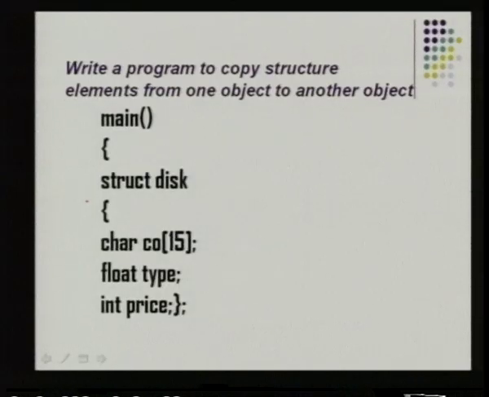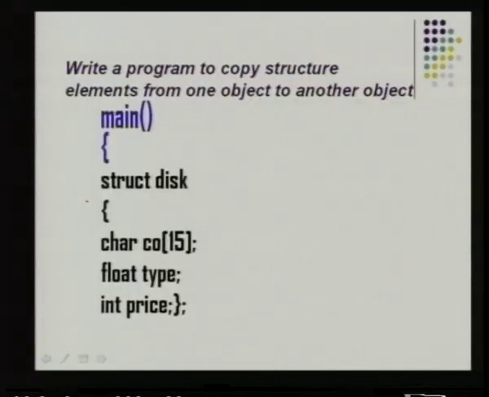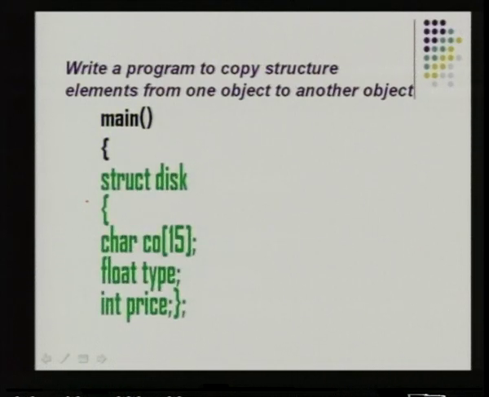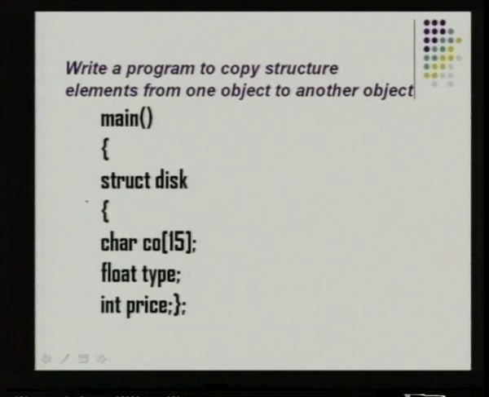Now we will see a simple program to copy the structure elements from one object to another object. As I said in the features of structure, copying the elements of a structure is a very simple task. We will see how it is done using a single statement. We have the main function and here we have the declaration of the structure. You have the structure tag, the tag here is disk. It is having three members, character, float and integer, and the character array is a string which can hold up to 15 values. This is the declaration of the structure. We will see how using this declaration we are copying the contents after the break.